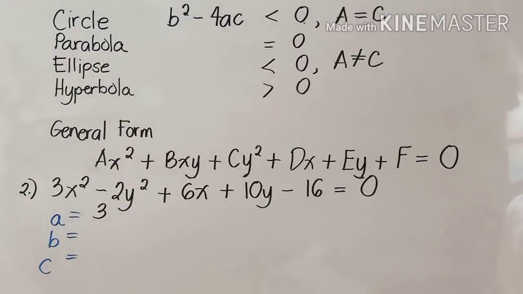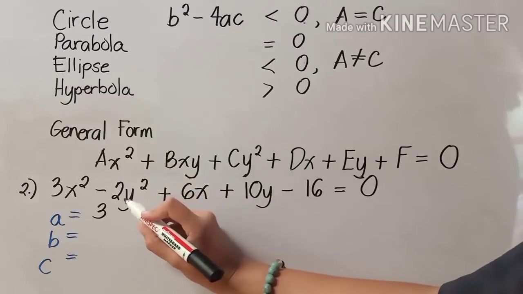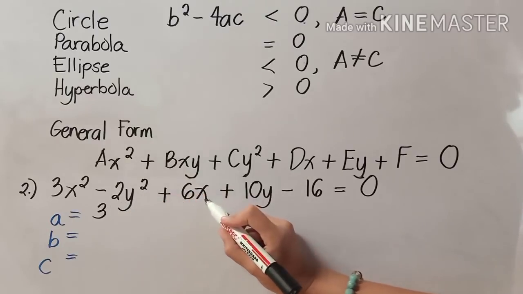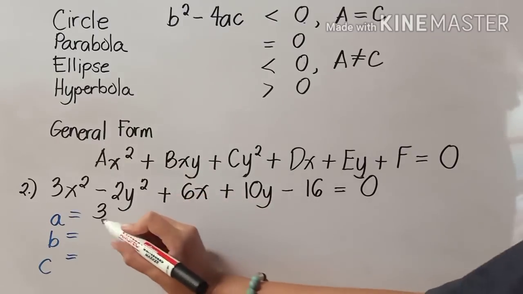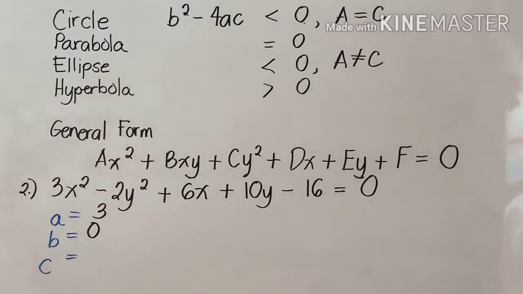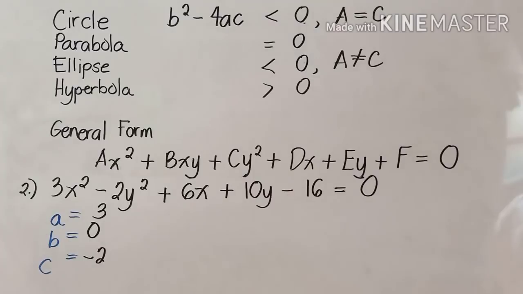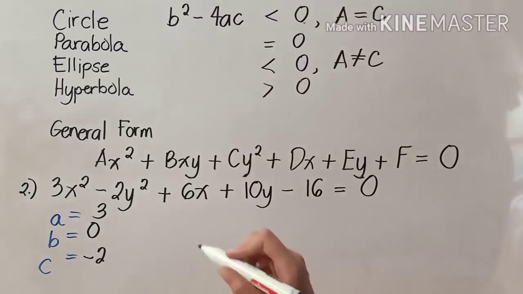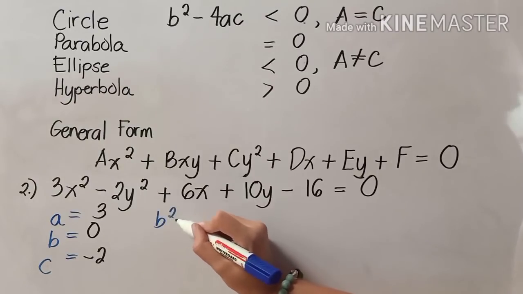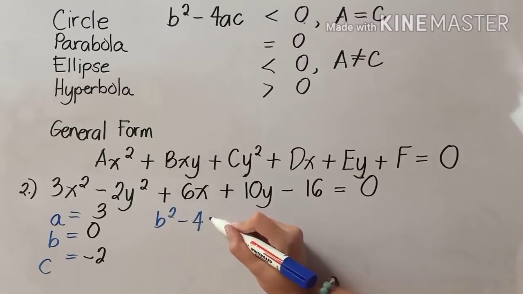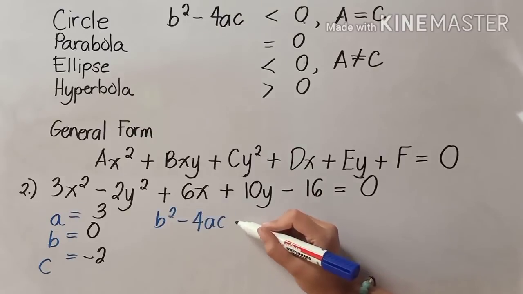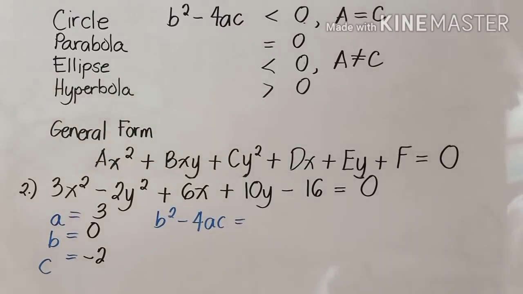Next is, our b is beside xy, so we'll just have to find xy in our given, but sad to say it's not there, so our b is 0. Next is, c is beside y squared, so we'll have negative 2 here as our c. Now we are ready to get the determinant b squared minus 4ac. We will simply substitute here.